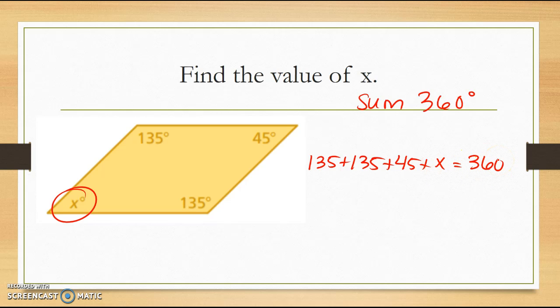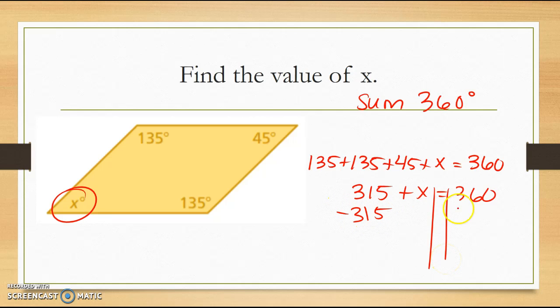So then when we have this equation set up, we can go ahead and add up our 135s as well as our 45, and we get 315 plus x is equal to 360. So what we did there was combine our like terms, or we could say we combined our constants. Now here we're going to solve for x. So this is just a one-step equation.